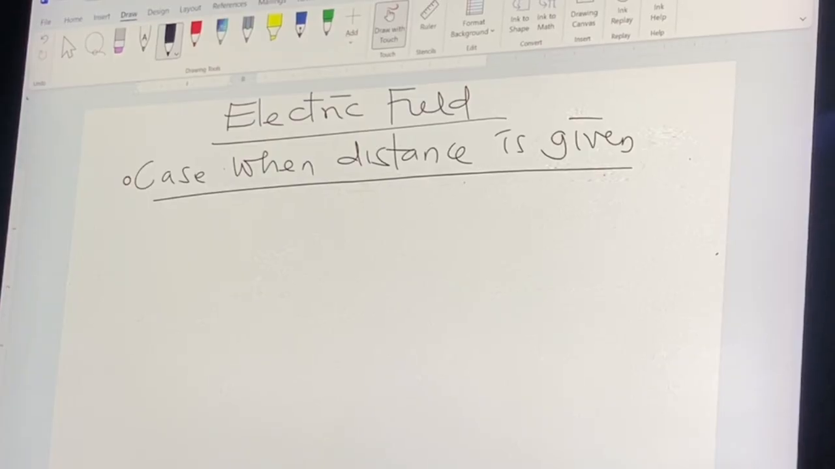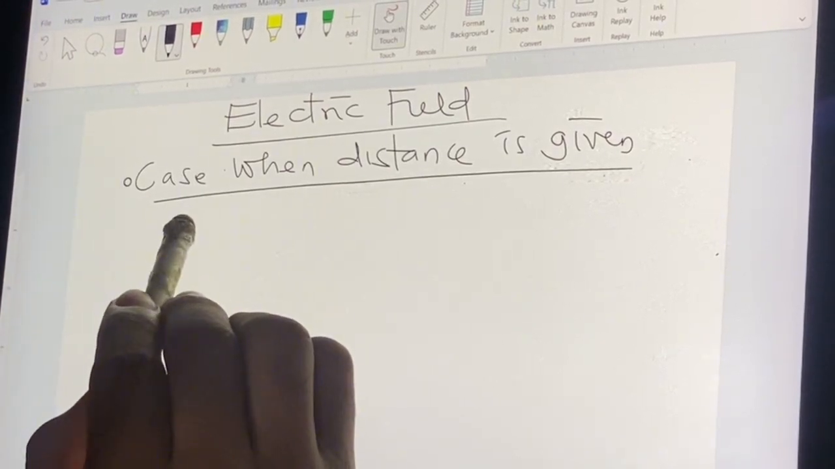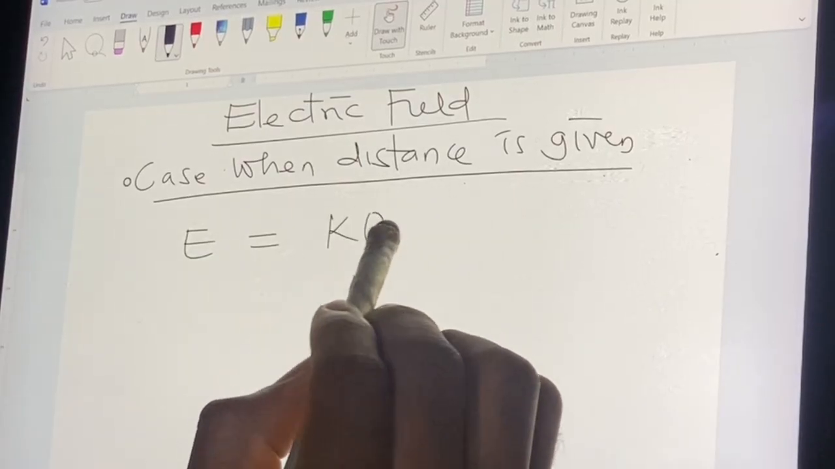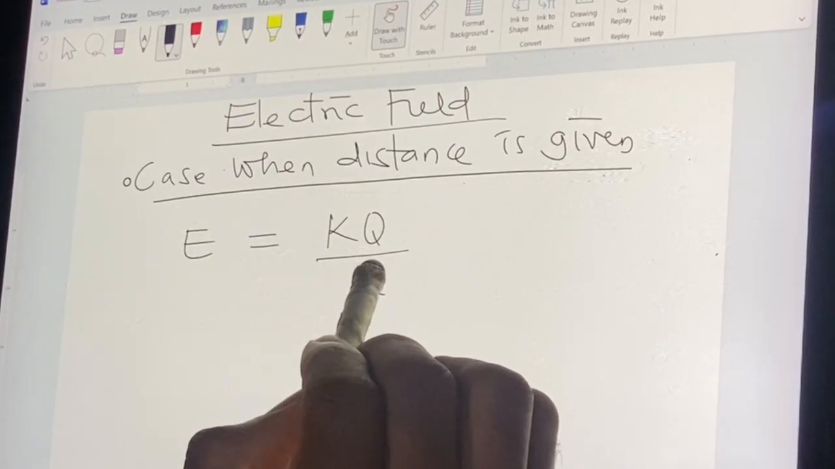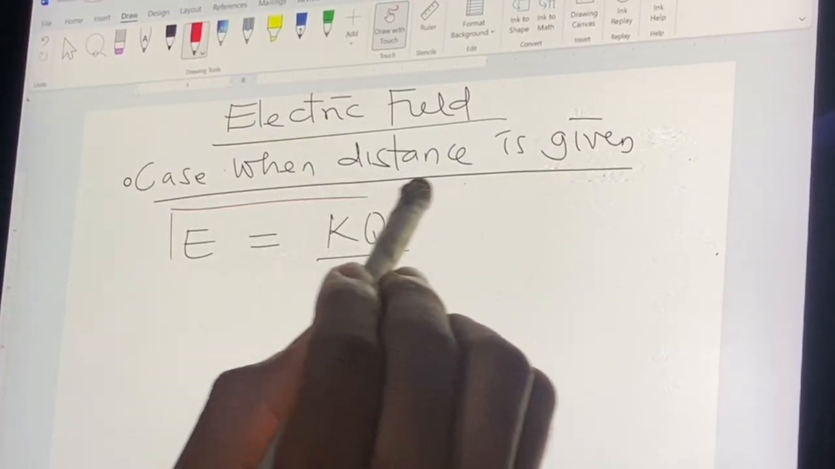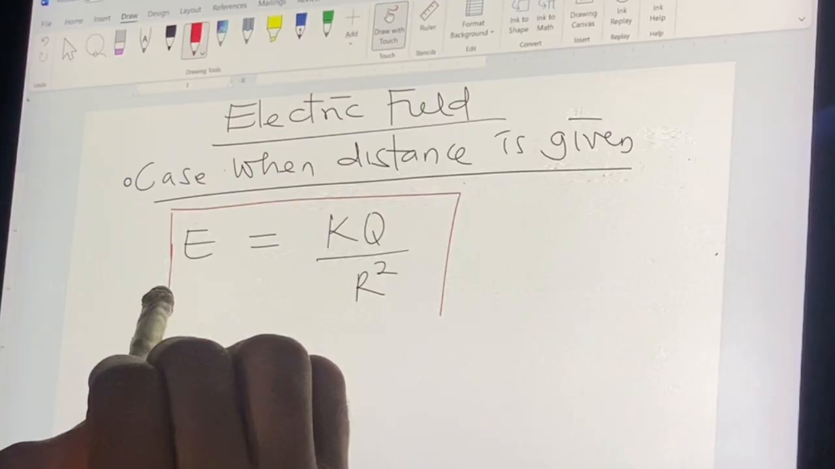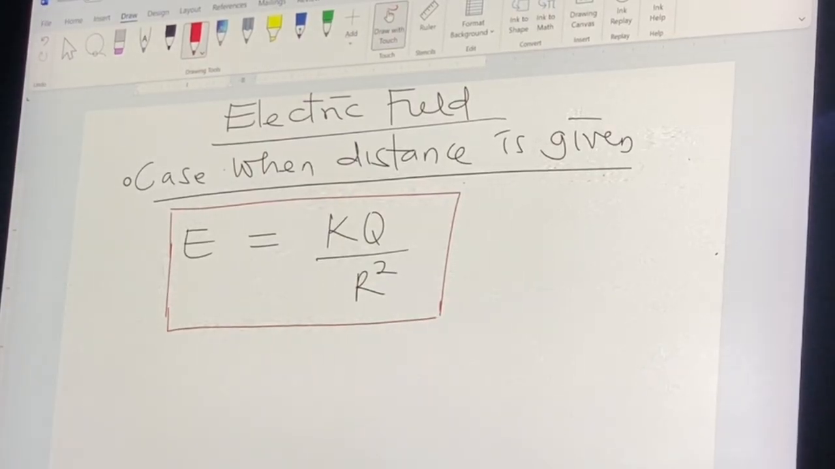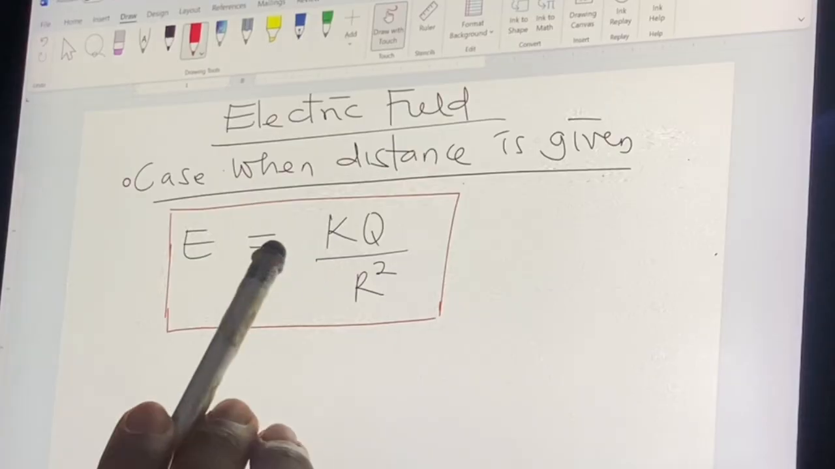The expression of electric field when distance is given is mathematically expressed as E equal to KQ over R square. So whenever you are asked to find electric field and distance is given, the formula to use is this formula here.